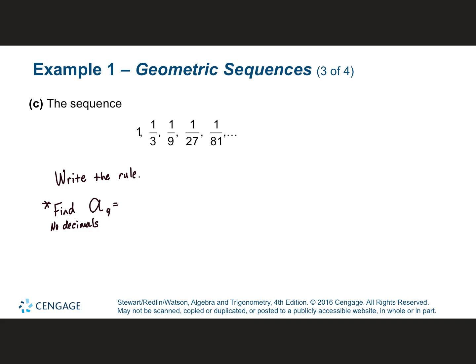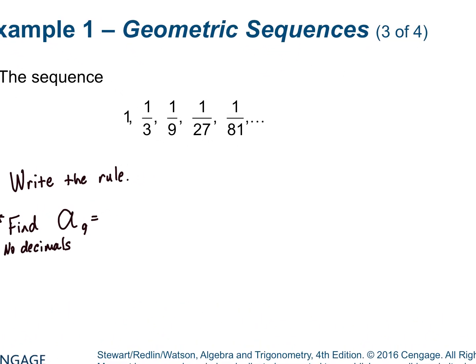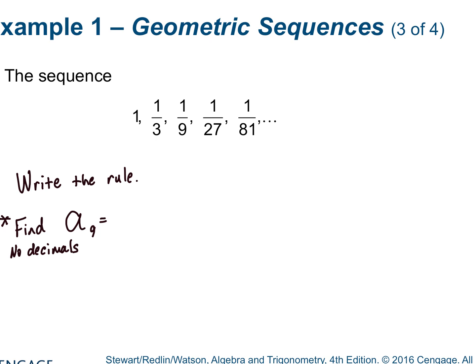For the next example, we have the sequence 1, 1/3, 1/9, 1/27, and 1/81. If we divide the third term by the second term, we get 1/3. You can also say that 1 times 1/3 is 1/3. The 1/3 times 1/3 is 1/9. The 1/9 times 1/3 is 1/27, and so on. So your r is equal to 1/3.